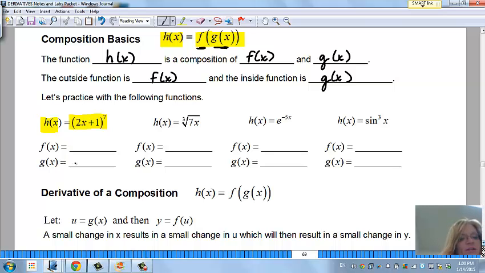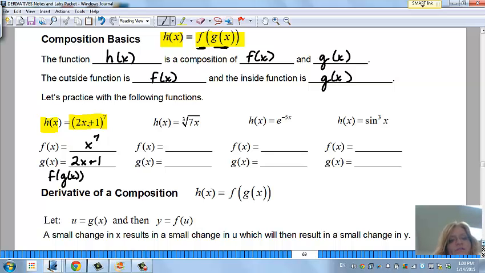So let's do the inside first. If I had parentheses here, my inside function would be 2x plus 1. My outside function would be x to the 7th. So that if I did f of g of x, where I put this in that x spot, I'd end up with that. So that's a decomposition.